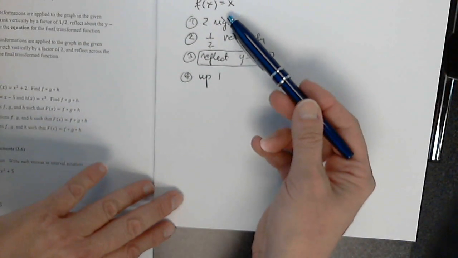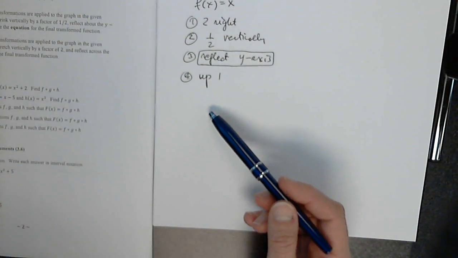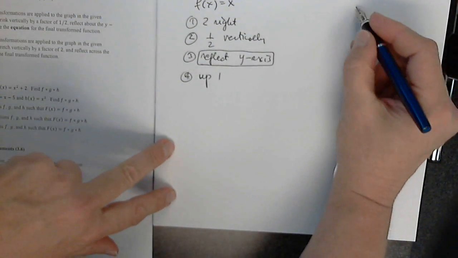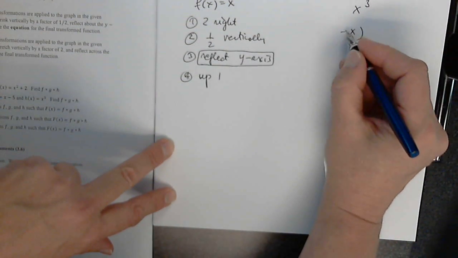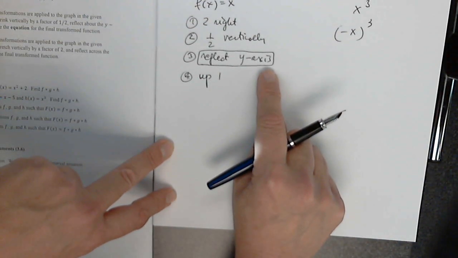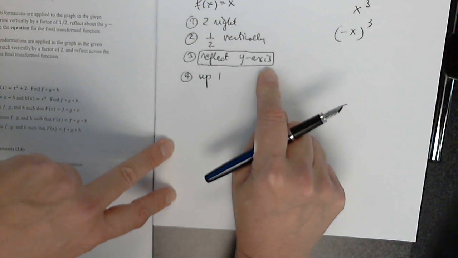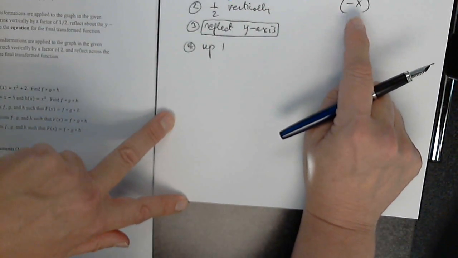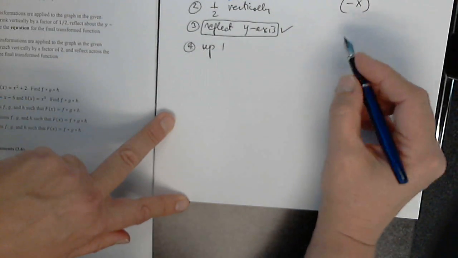We're asked to use these transformations, but put them in the correct order. So to x cubed, I have to do this first because it says reflect with respect to the y-axis. So when I do this, now I have to be careful. So this is the first step.